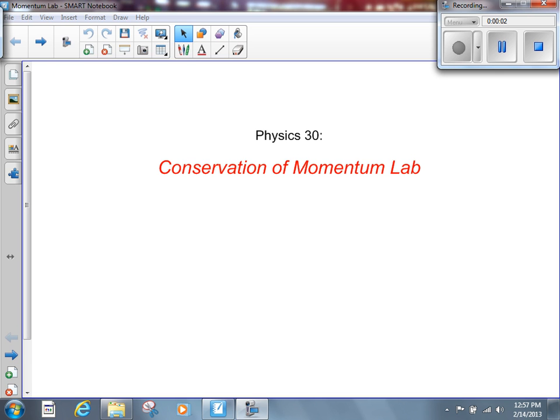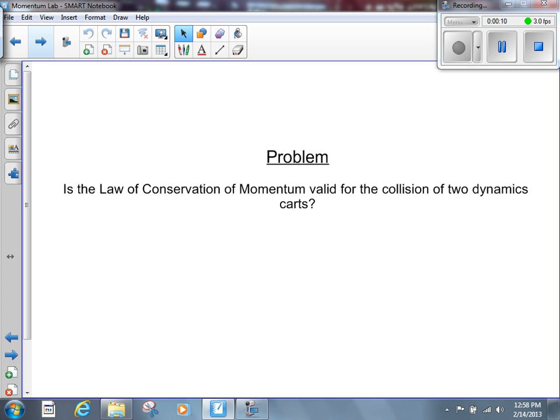Today we're going to do an activity, the purpose of which is to verify the law of conservation of momentum. We're going to take two dynamics carts, send one toward the other, they're going to collide, and then they're going to head off as one object afterwards. We know that the law of conservation of momentum should apply there. Today we're going to see if in fact it does.